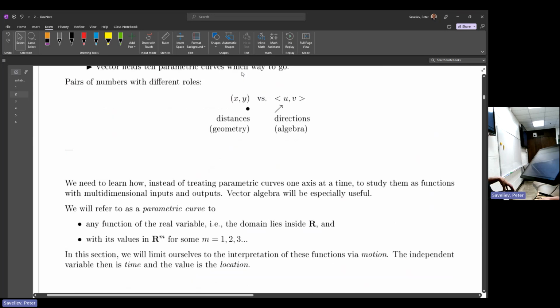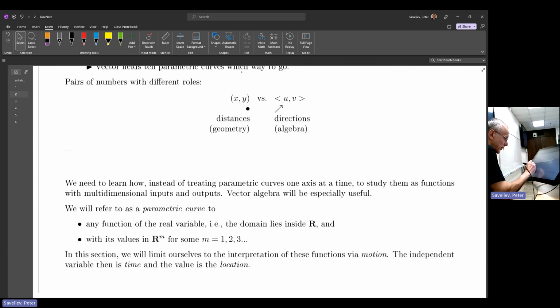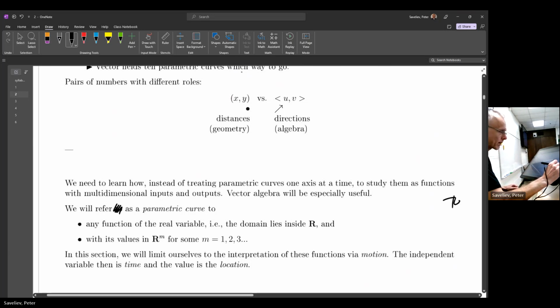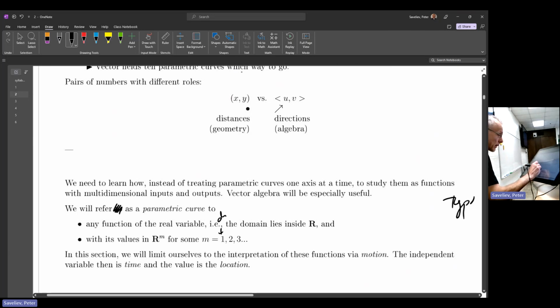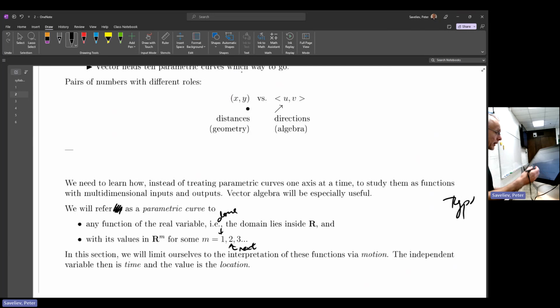Okay, so a parametric curve, as we refer to it here, is any function of a real variable with the domain inside the reals, might be time again, and the outputs in possibly m-dimensional Euclidean space. Okay, so naturally we've done this one. This one is done, and then this one is next. Two-dimensional. But once we get the idea how to do two-dimensional stuff, the three-dimensional is not a problem.